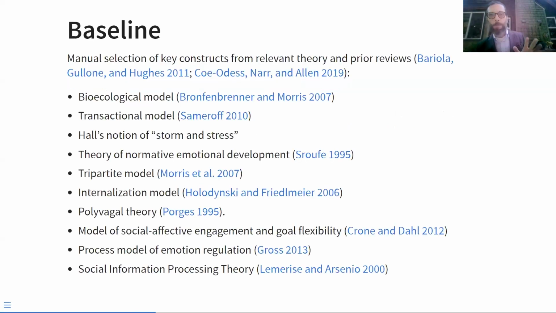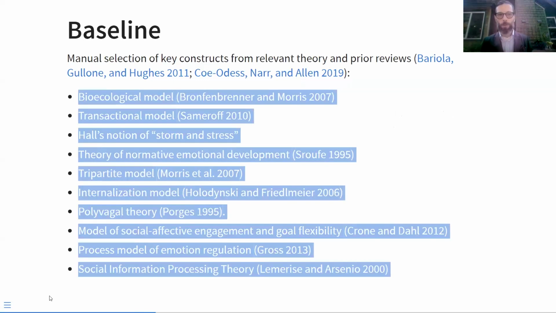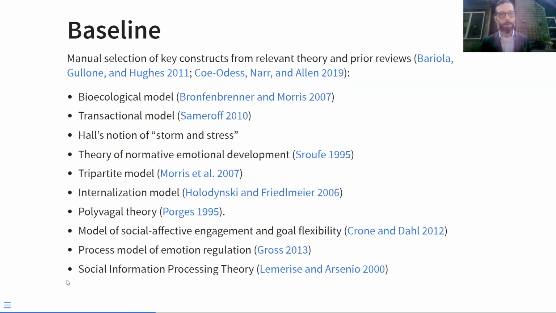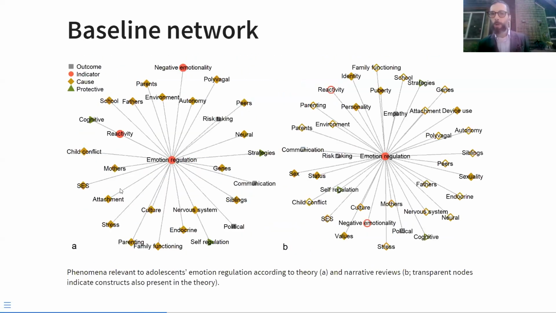So for this paper, the first thing that I did was curate a baseline network of the constructs that had already been discussed in previous theories or narrative reviews. So here's a list of all of the theories that I identified. And that network looks like the one on the left. So this is a very simple network because I constructed it by hand. And we see emotion regulation is in the center because I only selected theories that pertain to emotion regulation.